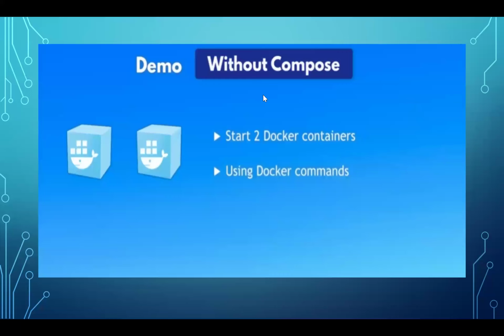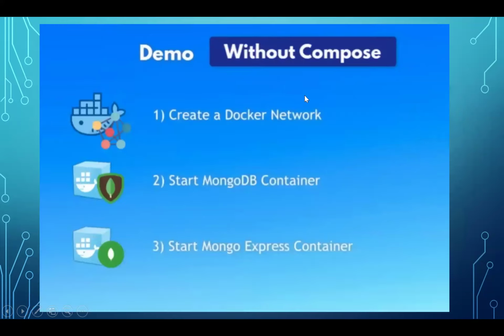So we have seen the issue with how we started the Docker containers, and these are Docker commands. We looked at how it looks without Docker Compose. Now let's do a demo. We did this demo. Created a Docker network. We did that one. Start a MongoDB container. Done that one. Start a Mongo Express container. Done all three. Any confusion in all three steps?